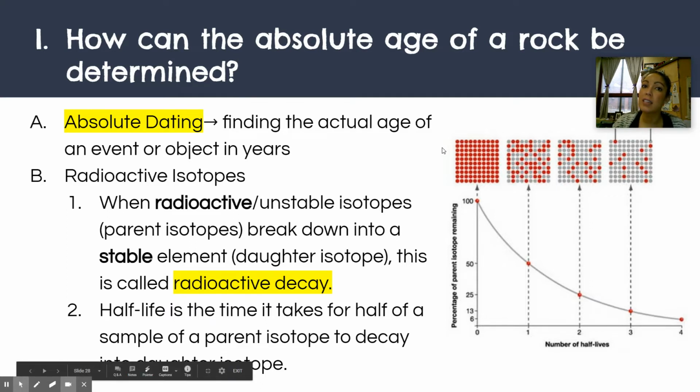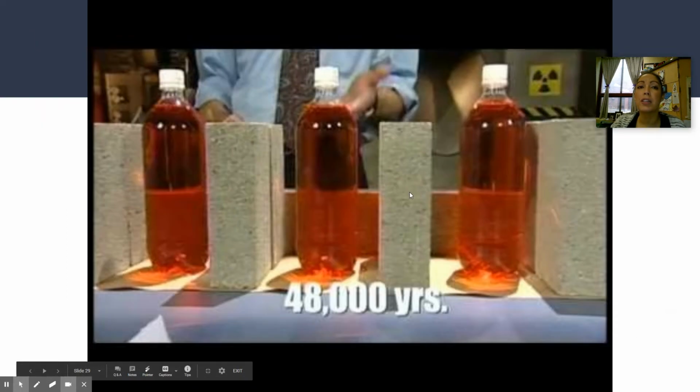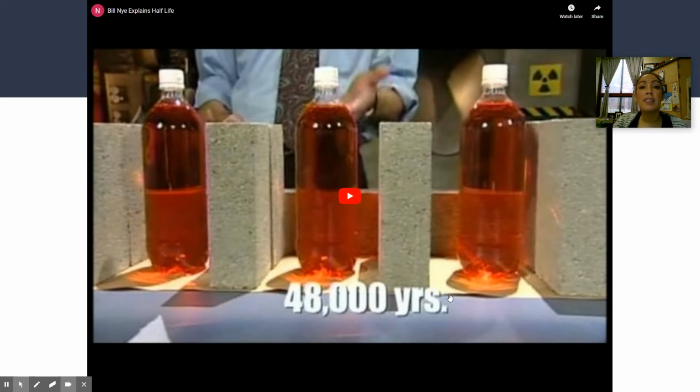This is all sounding like it's very confusing, but we're going to do some practice problems. This is a video where Bill Nye is going to model half-lives. This is a clip from his old show. He's just going to model half-lives using colored water.